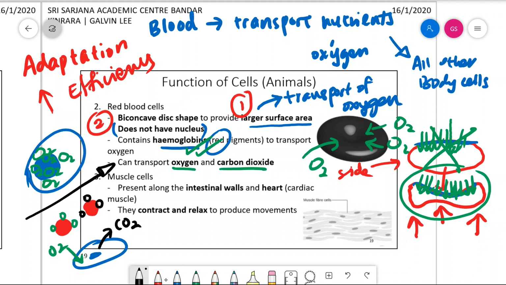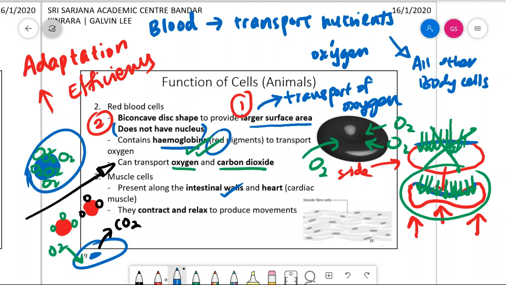Very long and thin. Okay? And this muscle cell, it is present where? It is present along your intestinal wall, which is your small intestine, large intestine. Why? Because you want it to move the food. Right? Move the food from your stomach to your small intestine and to your large intestine.